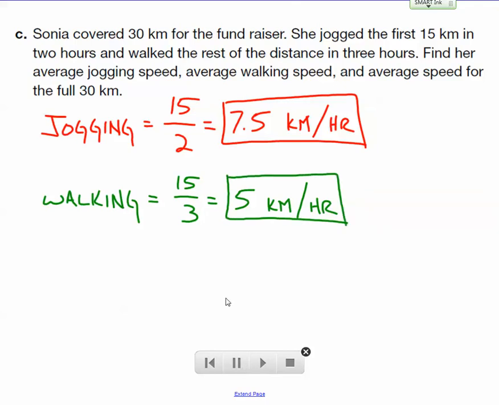Now, to find her average rate for the entire 30-kilometer fundraiser, we're not just going to add 7.5 and 5 and divide by 2. Okay, she wasn't doing those rates for an equal amount of time. The whole race was 30 kilometers, and the whole race took her 5 hours. So that's 6 kilometers per hour.